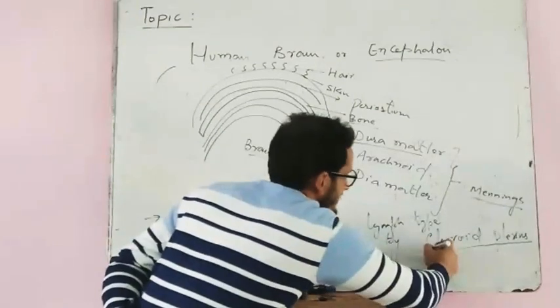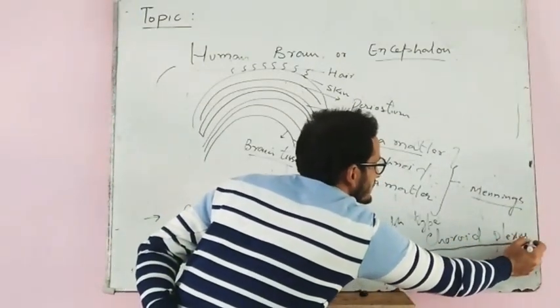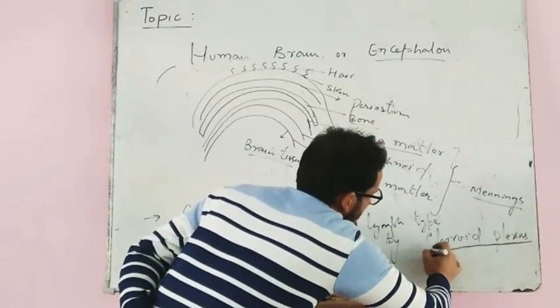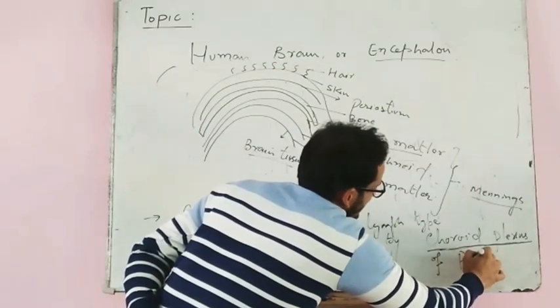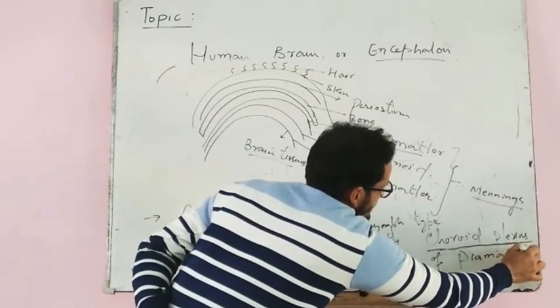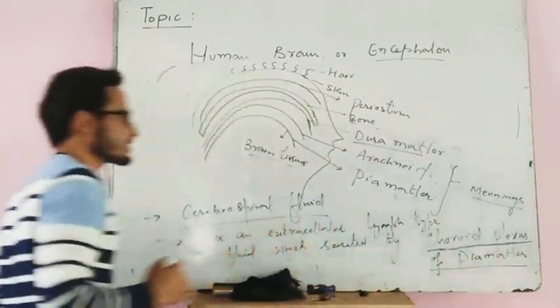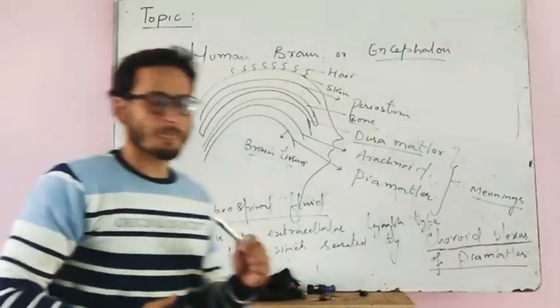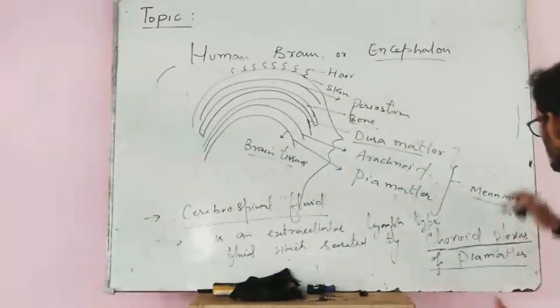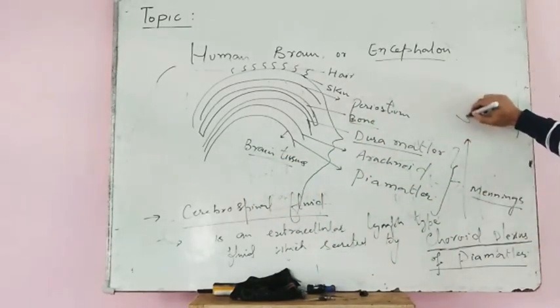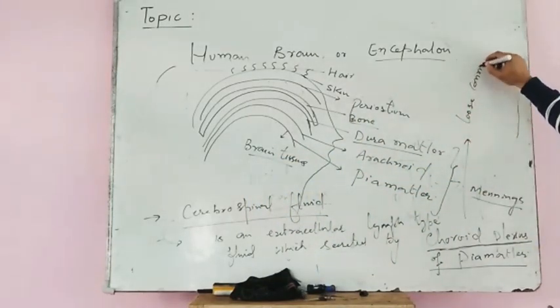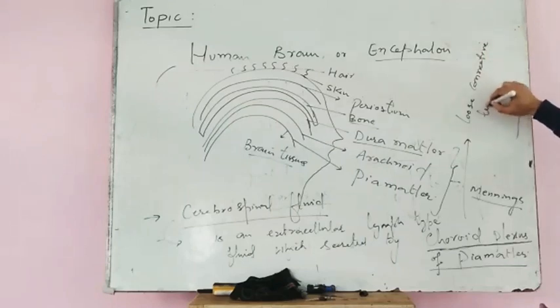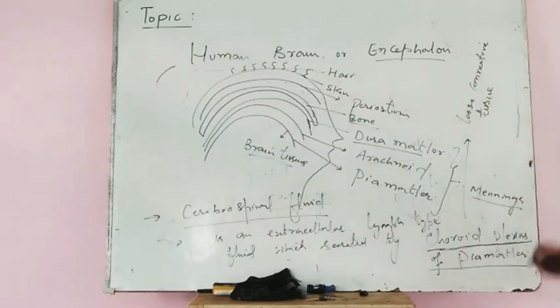What is this choroid plexus? It is actually the choroid plexus of pia mater. This choroid plexus is a loose connective tissue which contains epithelial lining and glandular structures which secrete this cerebrospinal fluid.